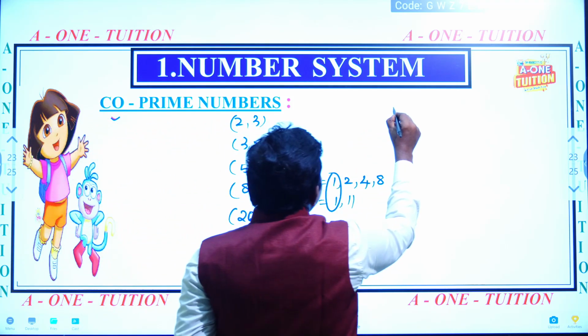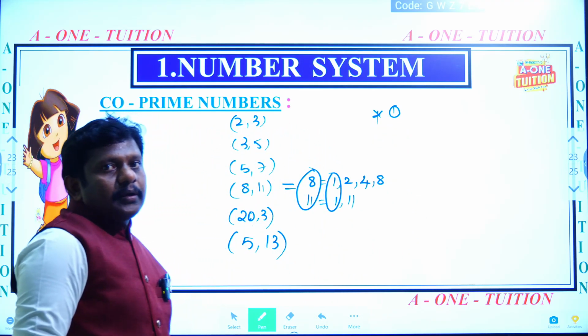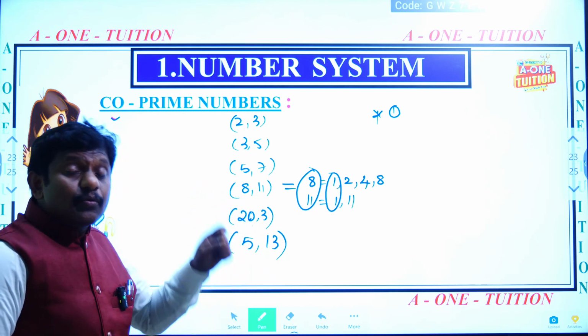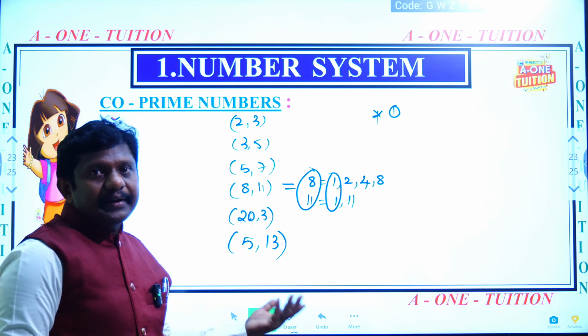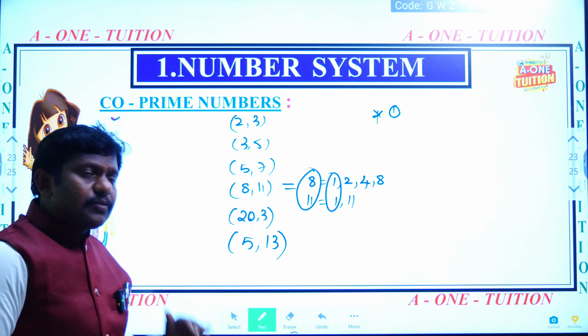Here some points are there. What about the first point? If the numbers are prime numbers, those are always called co-primes only, because the common factor is 1 only. Take any primes, the common factor is always 1.